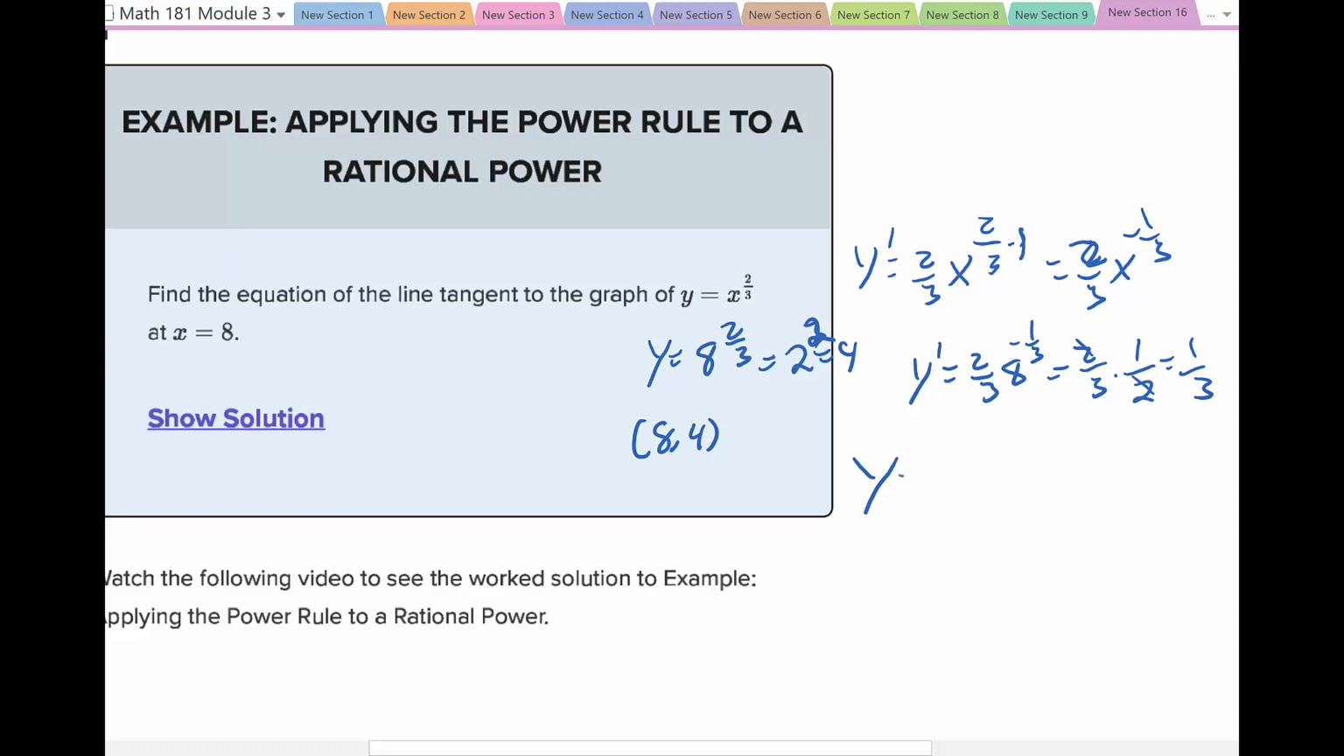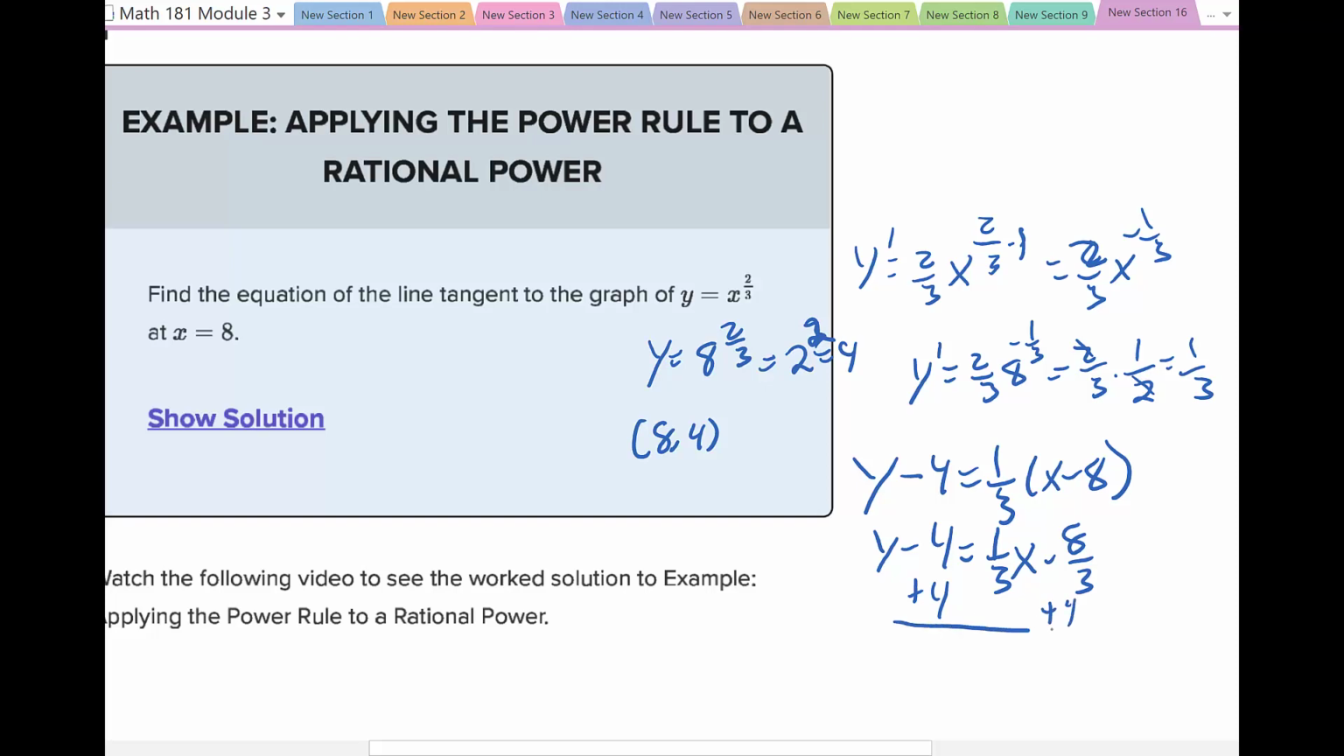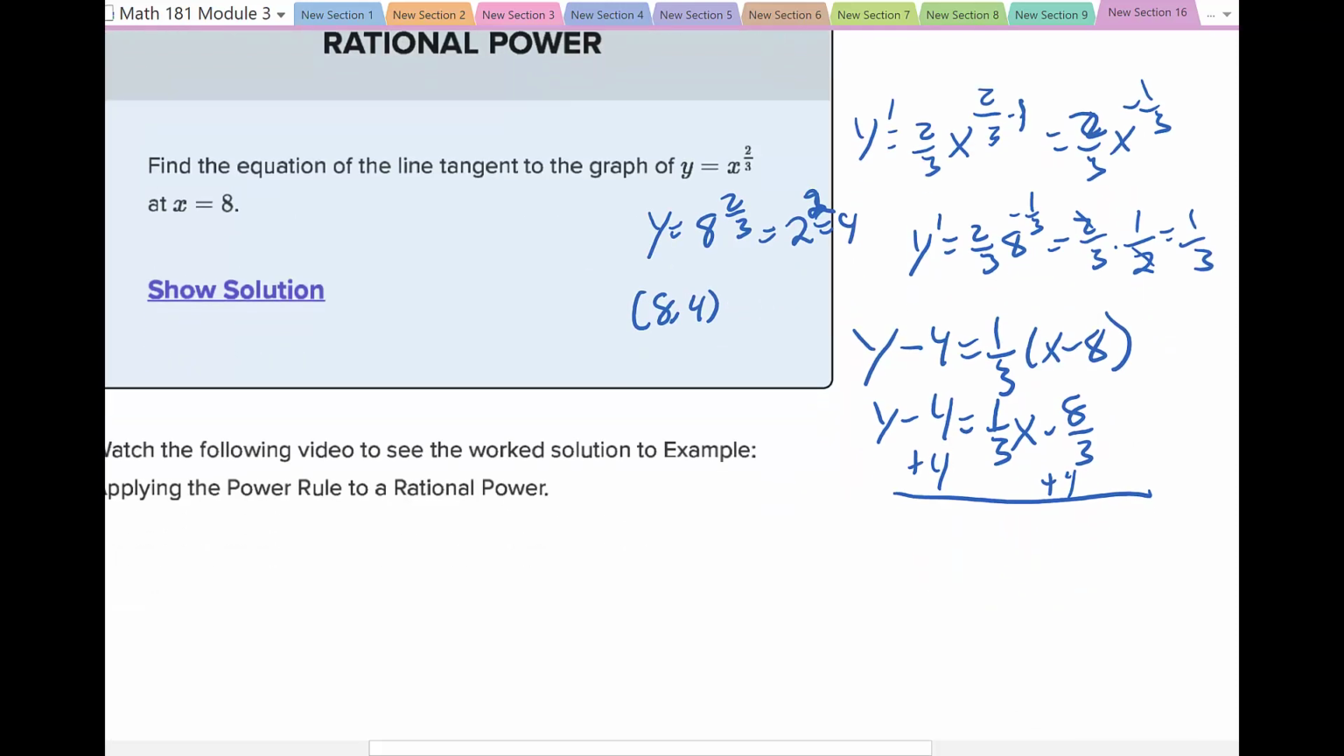So y minus 4 equals 1/3 times x minus 8. So y minus 4 equals 1/3 x minus 8/3. Then if we add 4 to both sides, remember 4 in terms of thirds is 12/3, so y equals 1/3 x plus negative 8/3 plus 12/3, which is 4/3. Got a couple more here.